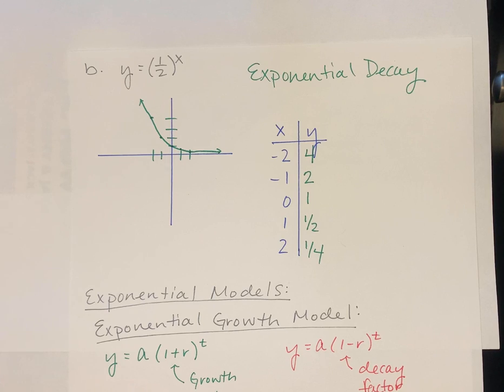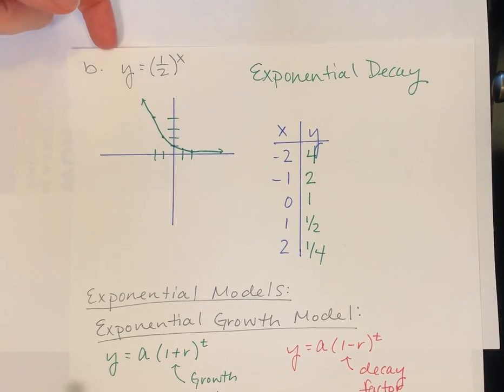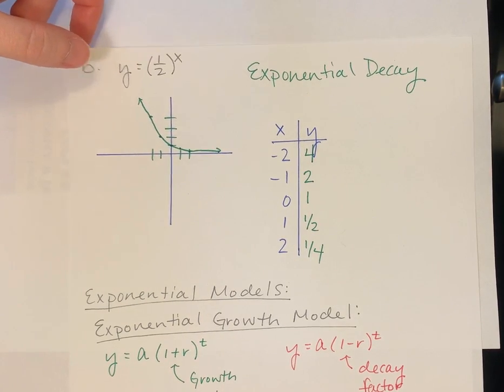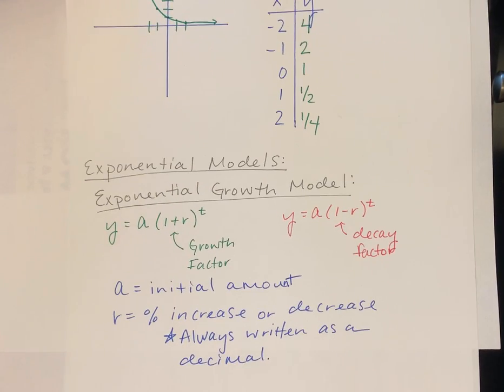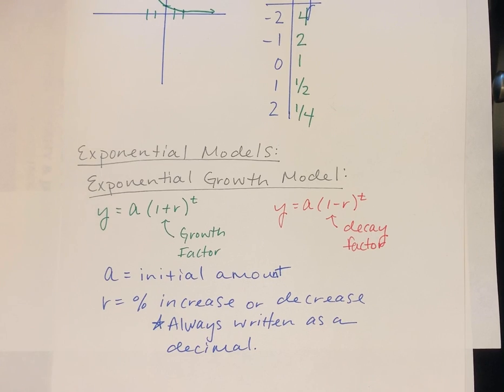Moving on from graphing, we're going to look at exponential models. So, exponential growth model. There are two types here. One equation is y equals a times 1 plus r to the t. And the other one is y equals a times 1 minus r to the t.